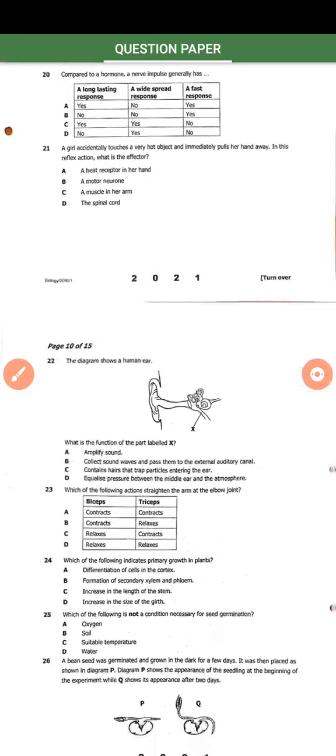The diagram shows a human ear. What is the function of the labeled part X? The labeled part X here is the eustachian tube, and what is its function? It equalizes pressure between the middle ear and the atmosphere. So the answer there is D.